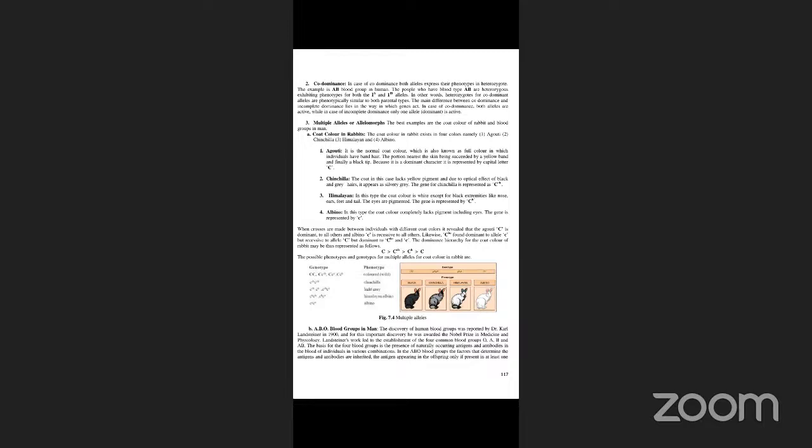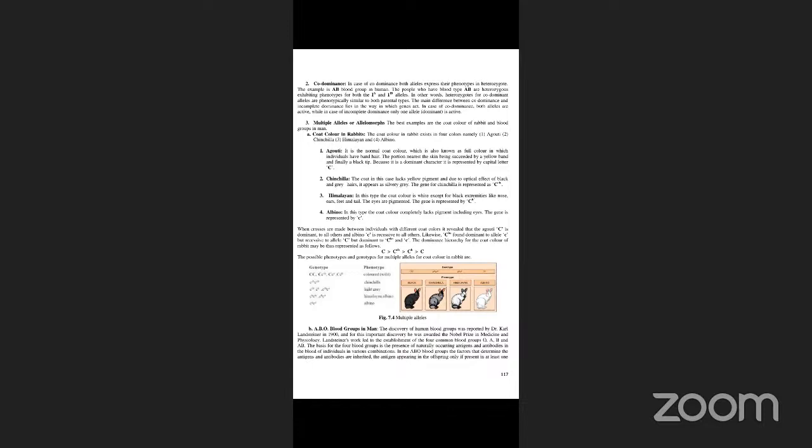So now the ratio also changes. You get 1:2:1 instead of 3:1. That's why it is called incomplete dominance. Then codominance. In codominance, both alleles express. In the heterozygote, both the dominant allele and the other allele express at a time. The best example is the AB blood group of human beings.